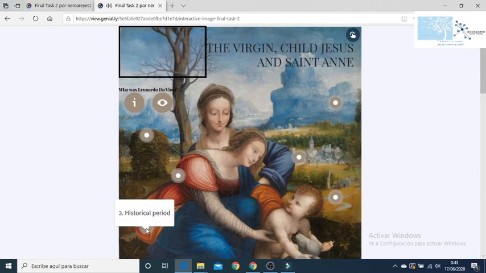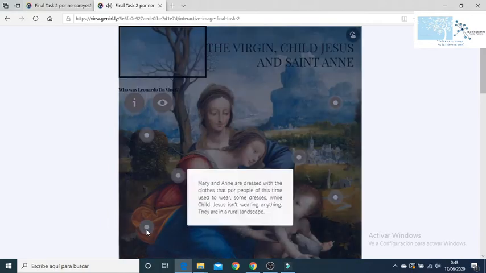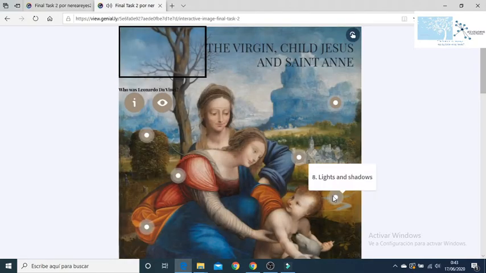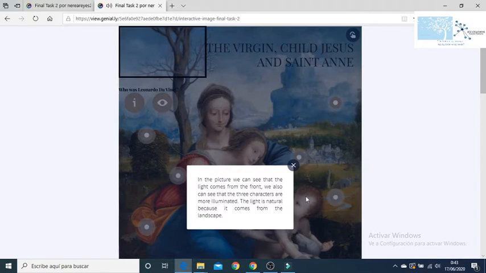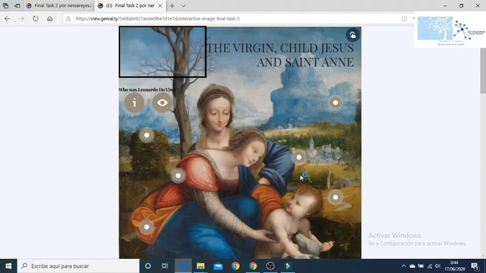Mary and Anne are dressed with the clothes that poor people of this time used to wear, some dresses, while Child Jesus isn't wearing anything. They are in a rural landscape. The figures are realistic and the contours are not very marked.